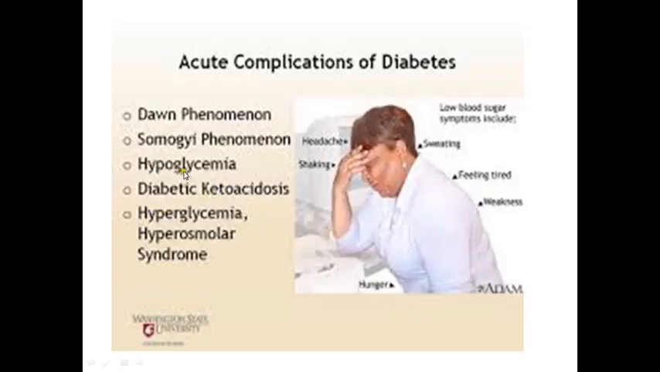So among acute complications, I mentioned two phenomena, Dawn phenomenon and Somogyi phenomenon, which can lead to hypoglycemia and hyperglycemia. Hypoglycemia is an acute complication that needs to be treated, and is much more dangerous than the other complications if not treated immediately. Then diabetic ketoacidosis, and hyperglycemic hyperosmolar syndrome, HHS. So let's go on.